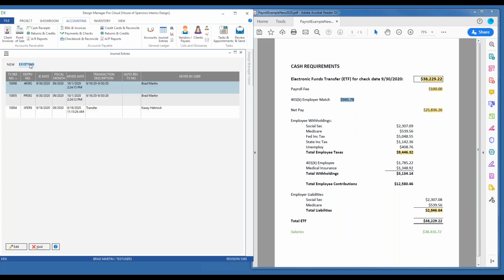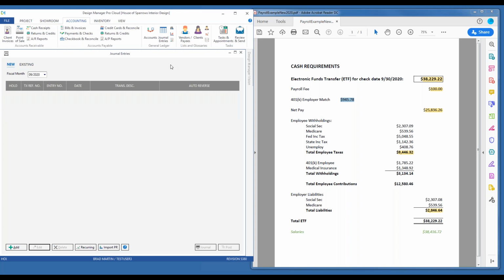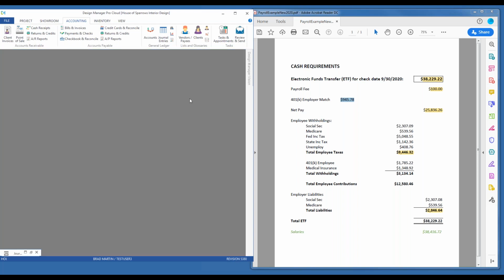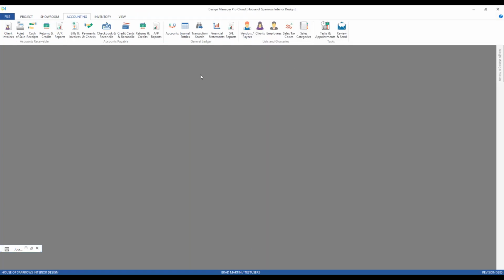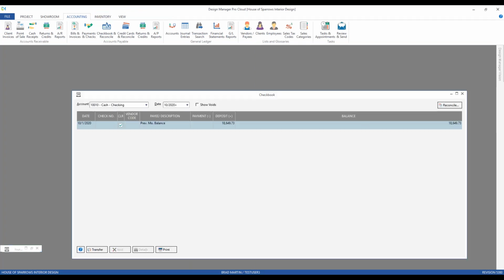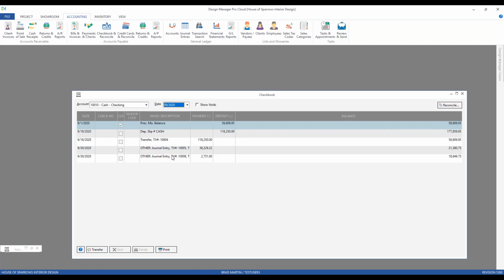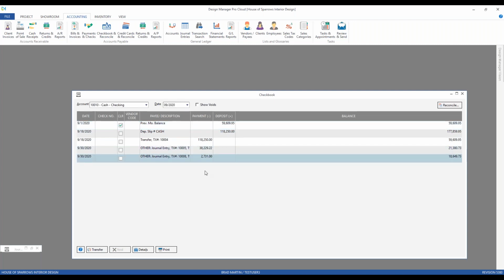And now they'll be on our existing tab. We can see them listed. And we can see the effect of those journal entries in a variety of areas. Let's expand our design manager. We don't need our cash requirements anymore for the time being. We could see them in our checkbook back up to September. And there are the two journal entries that we've created that are reducing our cash account.